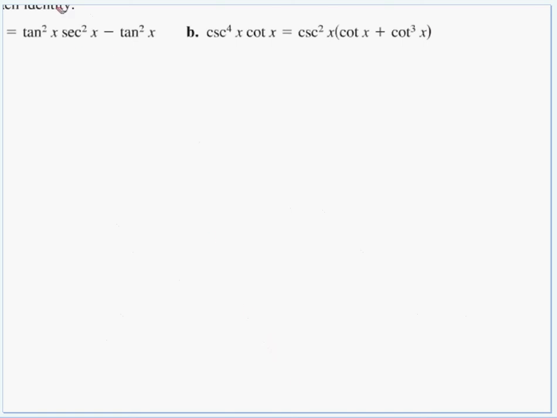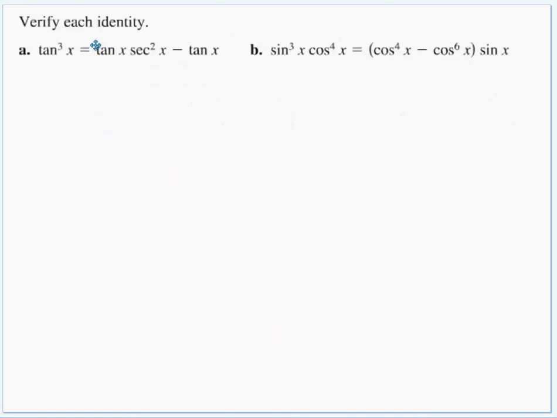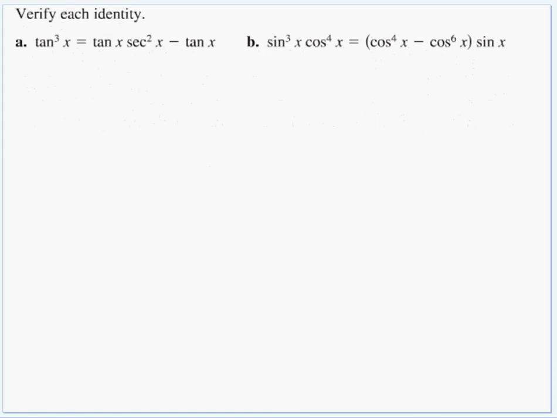One more team huddle for you to try, and then we're done. So verify these. On the first one, your finish line is tan cubed. On the second one, your finish line is sine cubed times cos to the 4th. So pause the video and enjoy those problems.